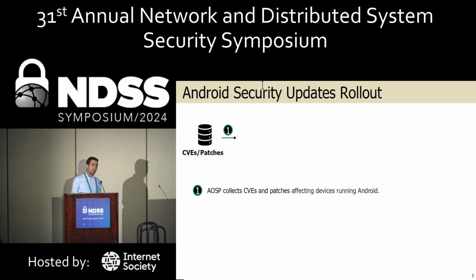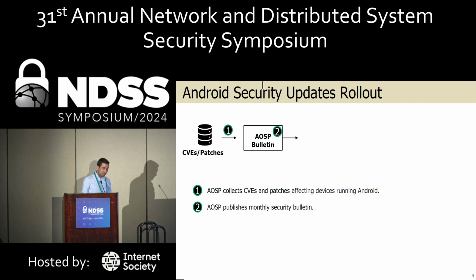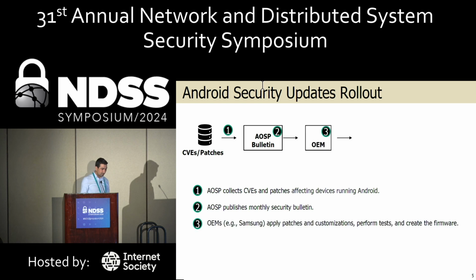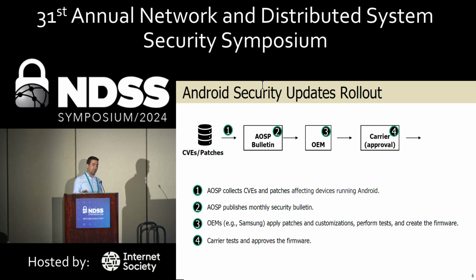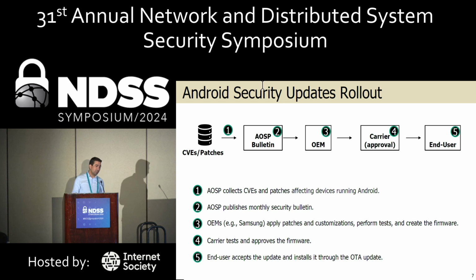The Android security updates rollout process consists of several steps. In the first step, AOSP collects CVEs and patches affecting the devices running Android. Next, AOSP publishes a monthly security bulletin containing these CVEs and patches. After that, OEMs like Samsung apply these patches and their customizations, then perform tests and create the final firmware containing these security updates. Finally, carriers test and approve the final firmware. After that, end users accept and install these security updates containing the patches to these CVEs through the over-the-air update.